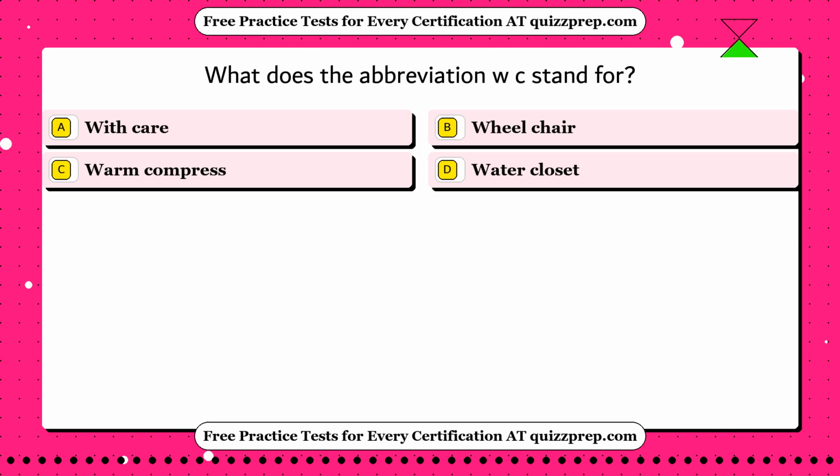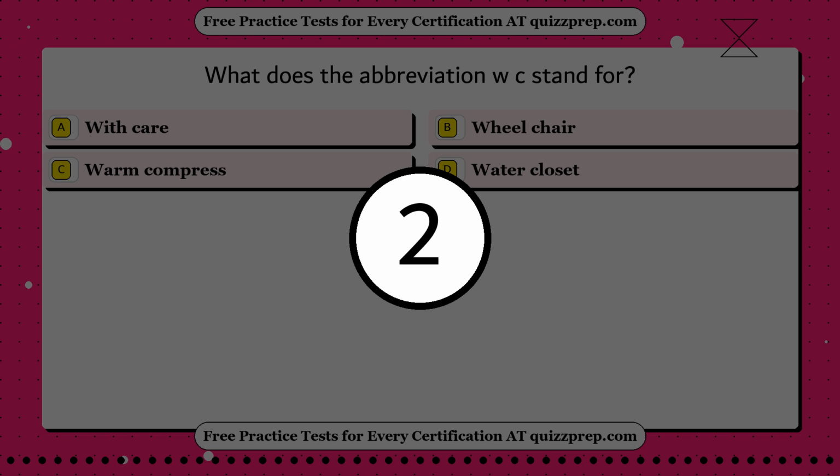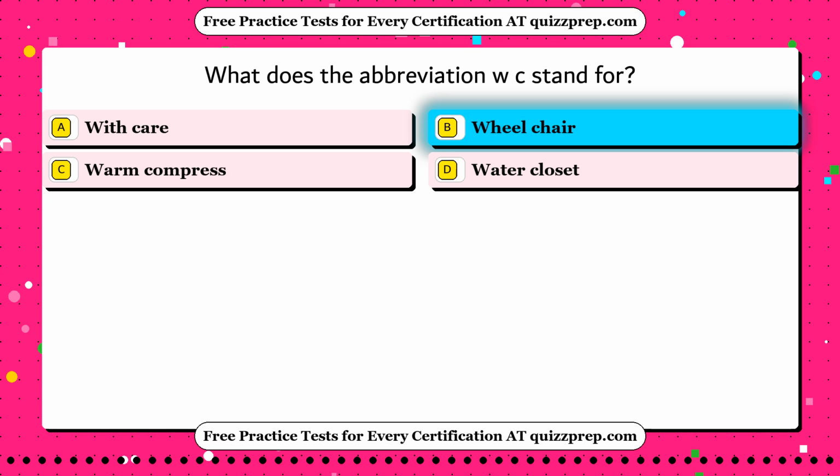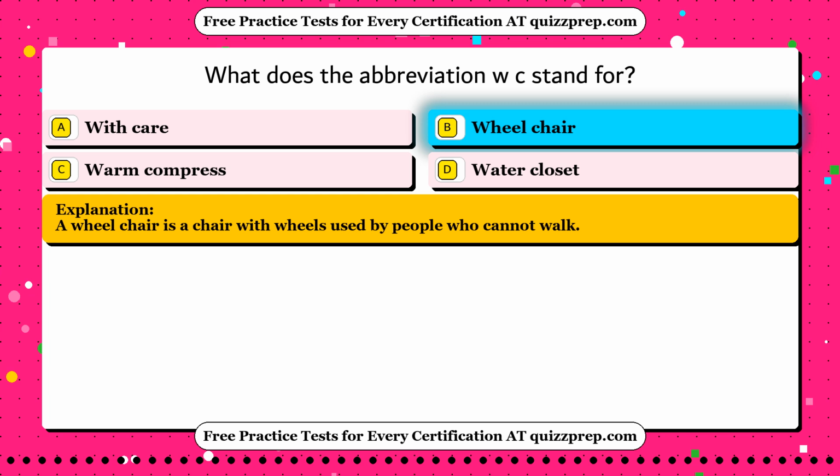Question 128. What does the abbreviation WC stand for? Option A, with care. Option B, wheelchair. Option C, warm compress. Option D, water closet. The correct answer is option B, wheelchair. A wheelchair is a chair with wheels used by people who cannot walk.